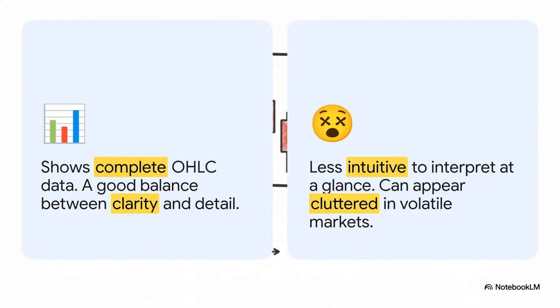So, the bar chart really gives you the complete price picture. It's a fantastic middle ground, way more detailed than a line chart, but it avoids some of the complexity of candlestick patterns. The downside? It's not always super intuitive. It can take a second to figure out if the price went up or down. And in really volatile markets, a screen full of these can start to look pretty cluttered.